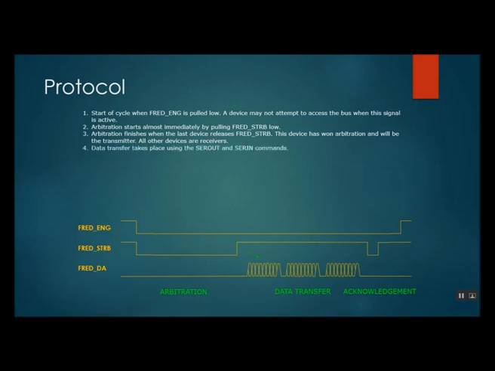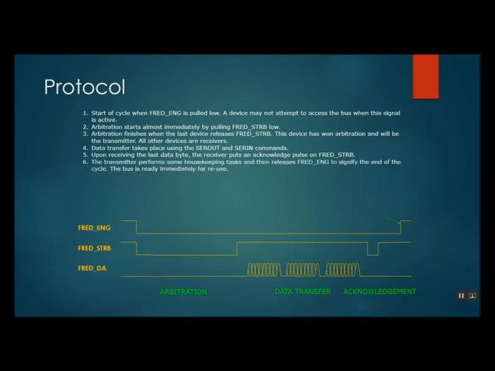Data transfer takes place using the serial out and serial in commands. There's a slide on that at the end of the presentation. Having received the last data byte, the receiver acknowledges to the transmitter that it's got them, and this causes the transmitter to do a bit of housekeeping, and then at the end it releases the engage signal to indicate the end of the cycle. The bus is immediately ready for reuse.